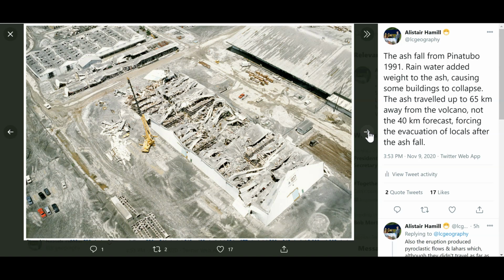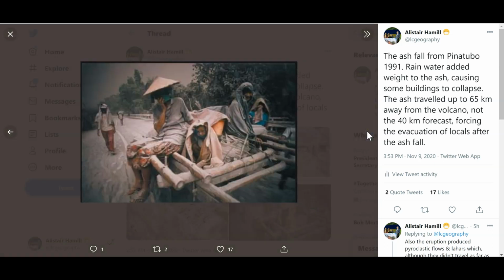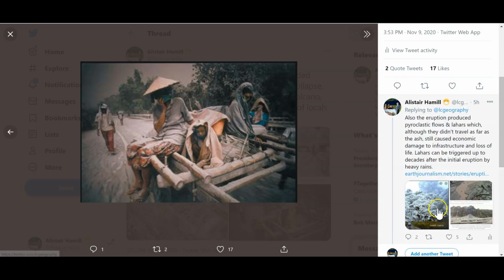And what you see here is some of the buildings that were destroyed and devastated by that, and that's what killed some of the people in this eruption as well, because the ash went out much further than they first thought and were estimating, which meant that it's very easy to find these images of people being evacuated out of the area that has already been affected by the ash.